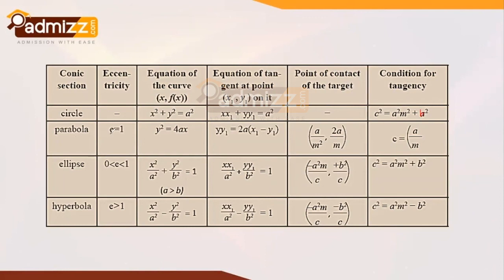Now parabola, that is eccentricity is 1, so y square is equal to 4ax is the equation which we are utilizing, and the tangent is y y1 is equal to 2a (x plus x1).